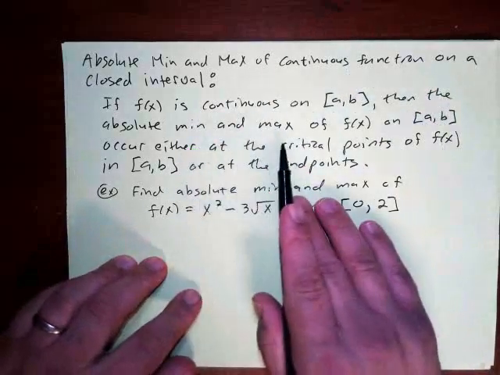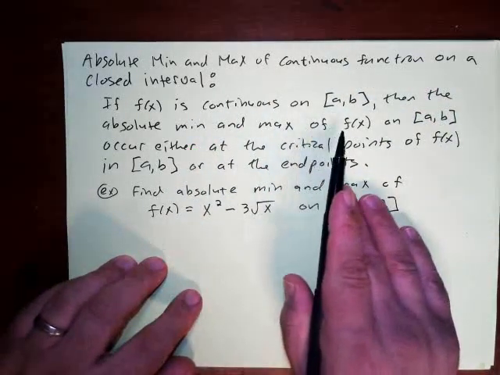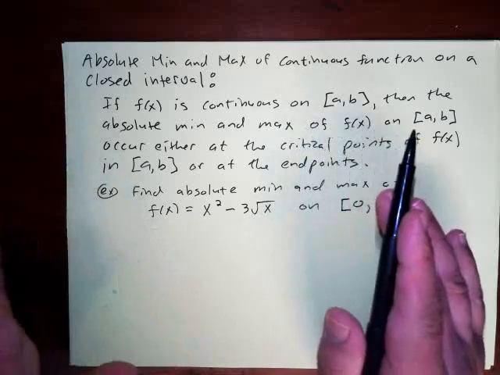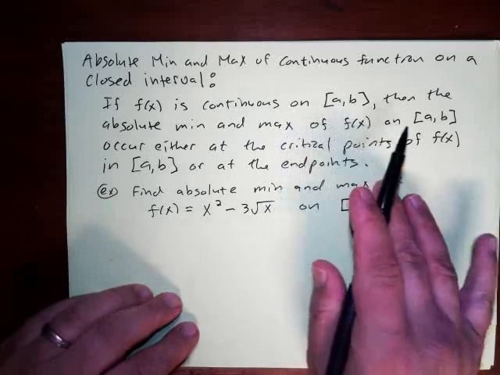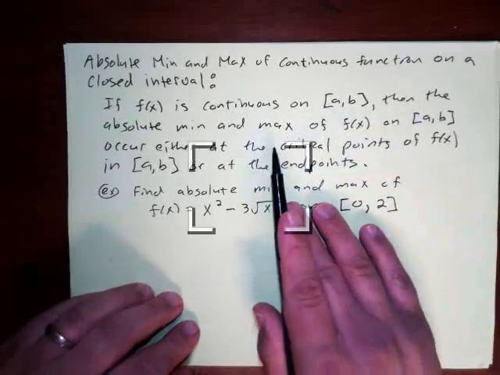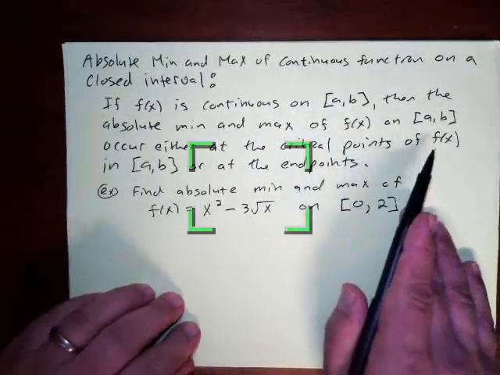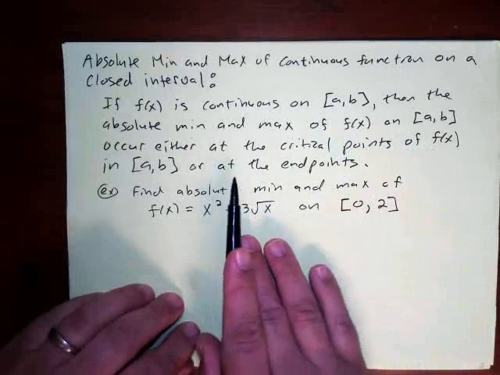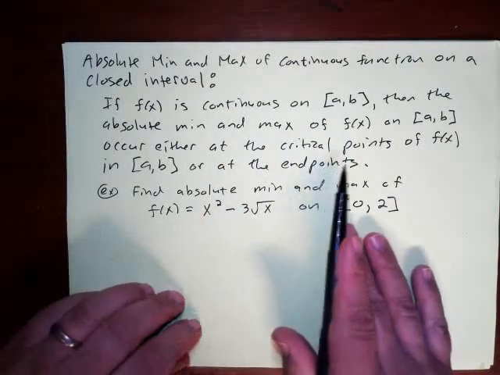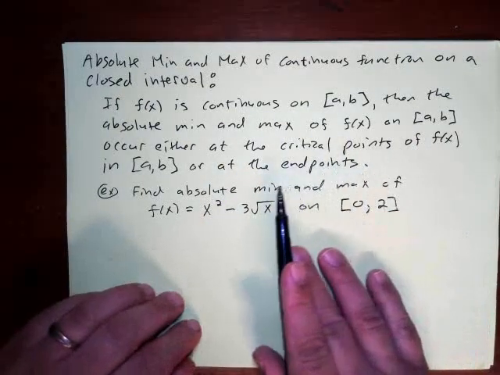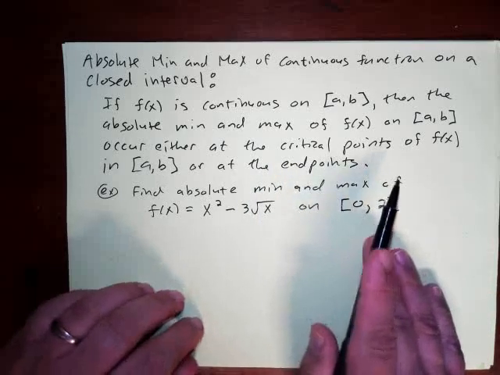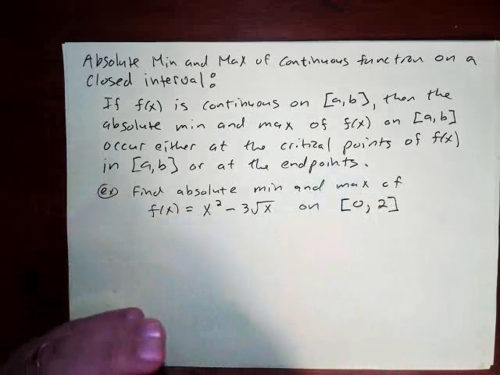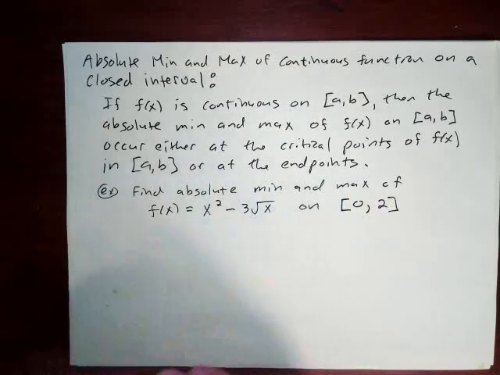So if f of x is continuous on [a, b], and so [a, b] is a closed interval, then the absolute min and max of f of x on [a, b] are going to occur either at the critical points of f of x or at the endpoints of the interval. Okay, so they'll either occur at the critical points or the endpoints.